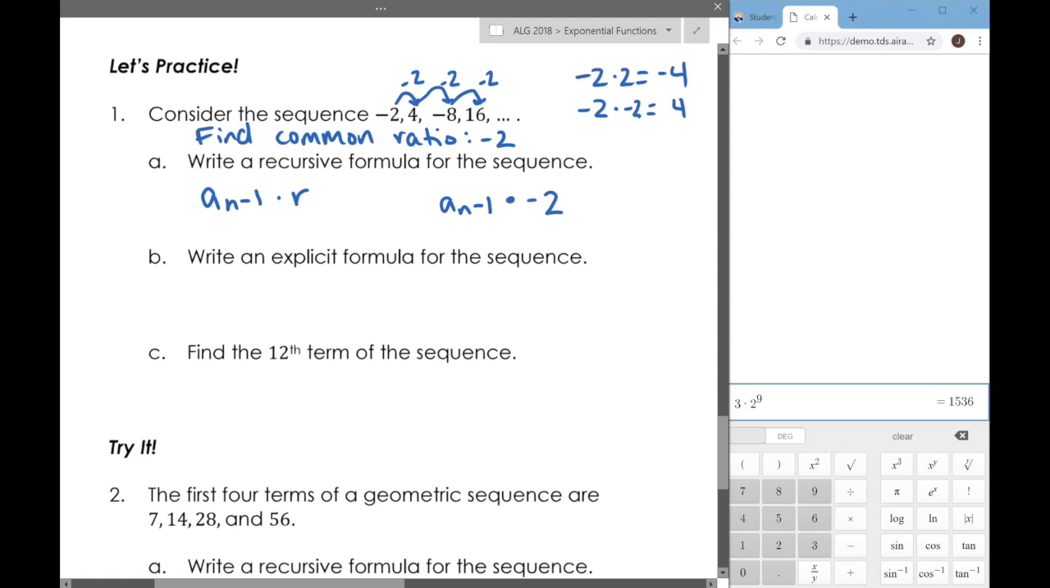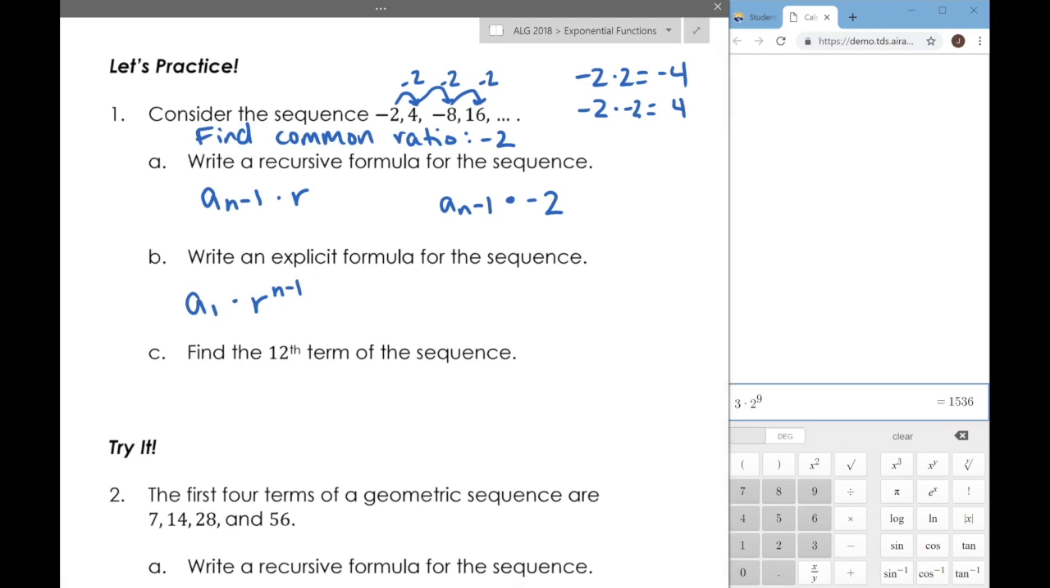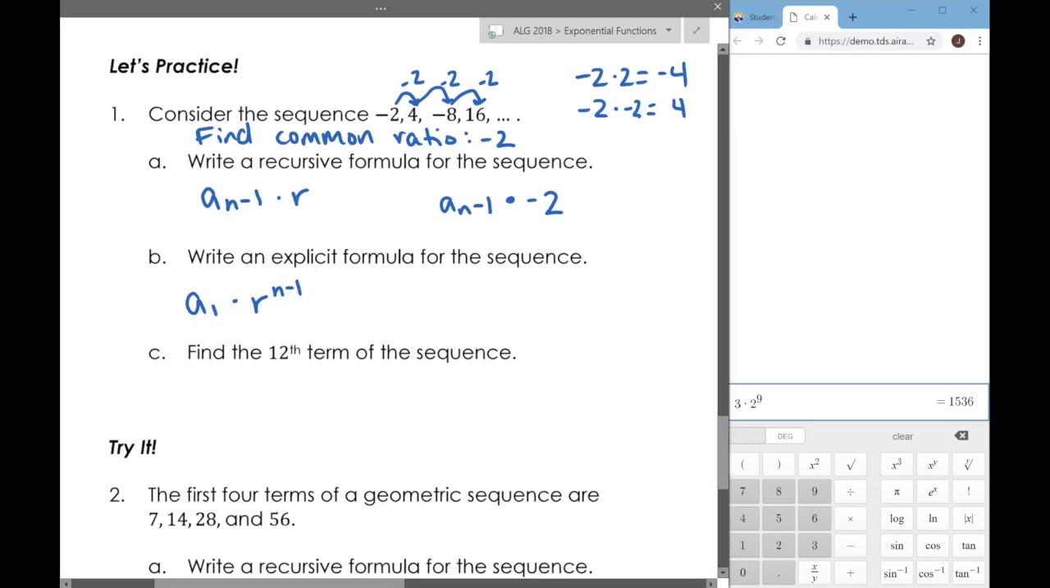Alright, now write an explicit formula. Okay, well, explicit formula is your a1 times your r to the n minus 1. I do like the explicit formula a lot better because I think it's easier to do. Okay, now, so my a1 term is -2. Then I do multiply that by my r. My r is also -2. And then we're going to have n minus 1 at the top. So these are my two forms. Again, I like to use the explicit form.